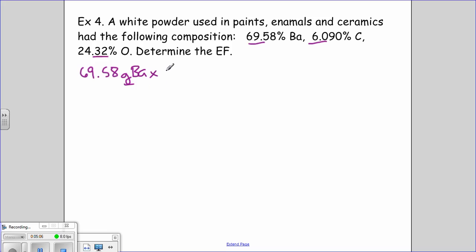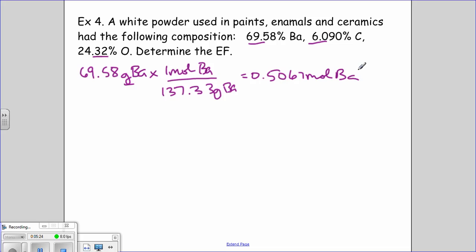So if I have 1 mole of barium, I look at the periodic table and I see its molar mass is 137.33 grams of barium. Calculating the moles there is 0.5067 moles of barium. My next one is carbon, so I have 6.090 grams of carbon.